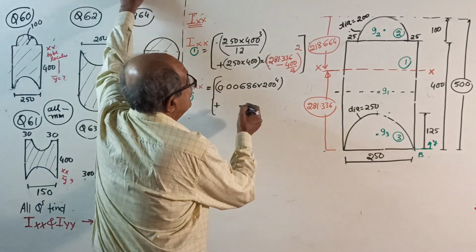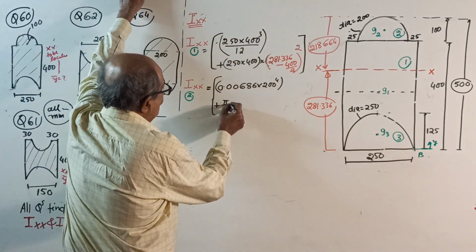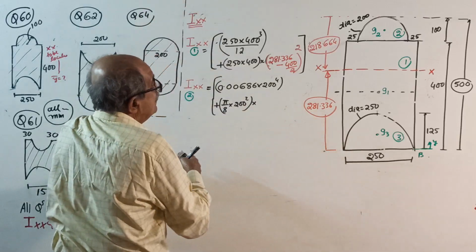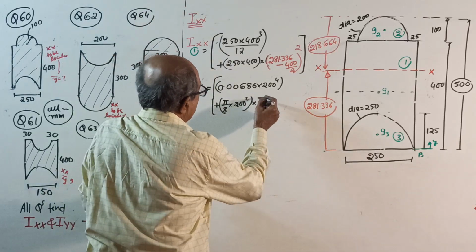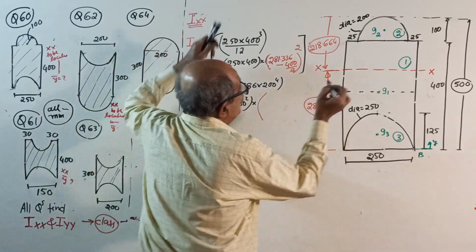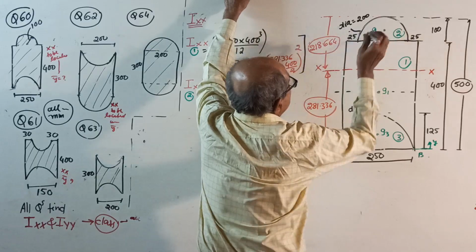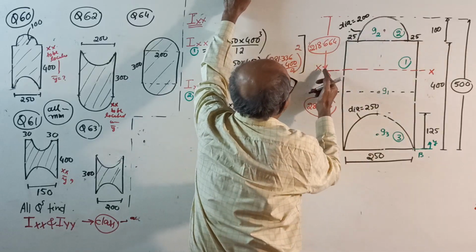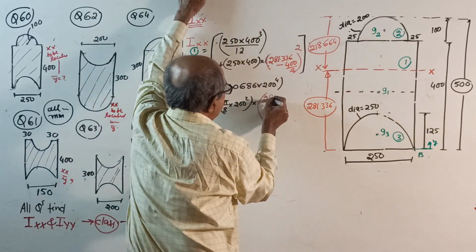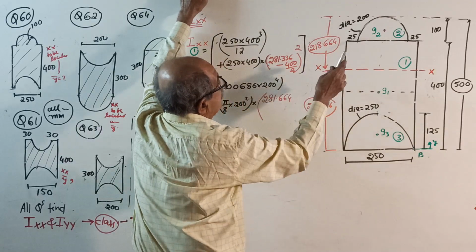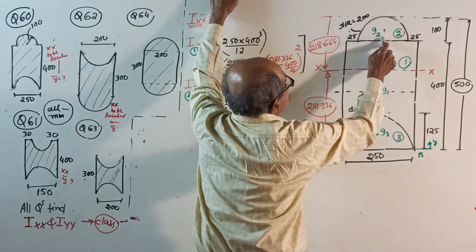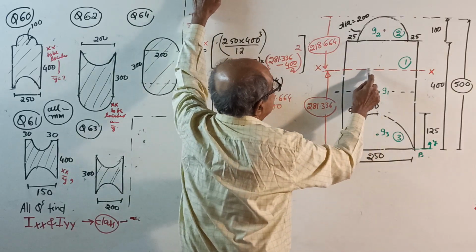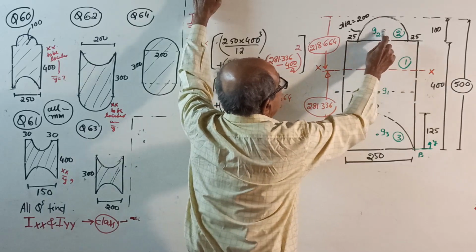Plus area. Area is pi by 8 of diameter square. See, that's all I will do now. 200 square, area into distance square. Be careful. Into, from the centroid of that quadrant, sorry, semicircle, to xx. See, this distance square is 281.664. See correctly, 664, from 281.664, because you know this distance. Subtract 100. When you subtract 100, you will get this distance. To that one, add 2d by 3 pi.